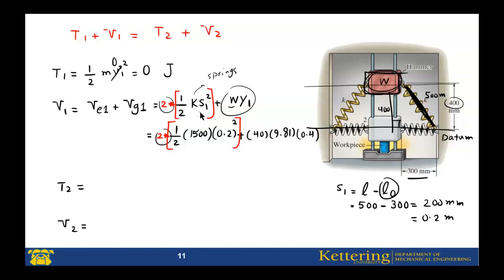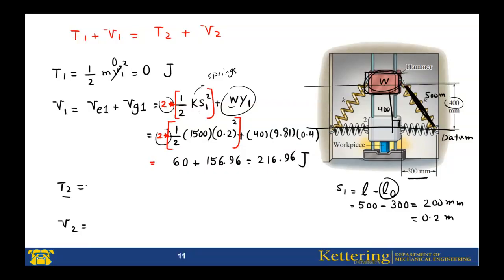and this will be 60 plus 156.96. If I'm calculating this one, 50 plus 156.96, it is 216.96 joules.